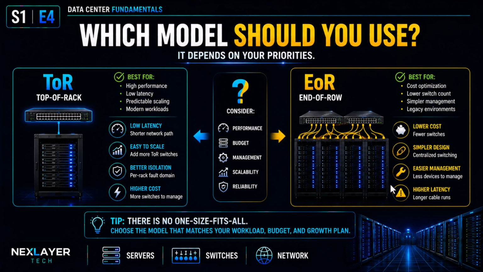There is no single best model for every data center. Use end-of-row when you want fewer switches and centralized management. Use top-of-rack when you want flexible rack deployment and shorter cabling. Use FEX when you want rack-level connectivity with simplified Nexus-based management. The right choice depends on scale, cost, cabling, operations, and growth plans.